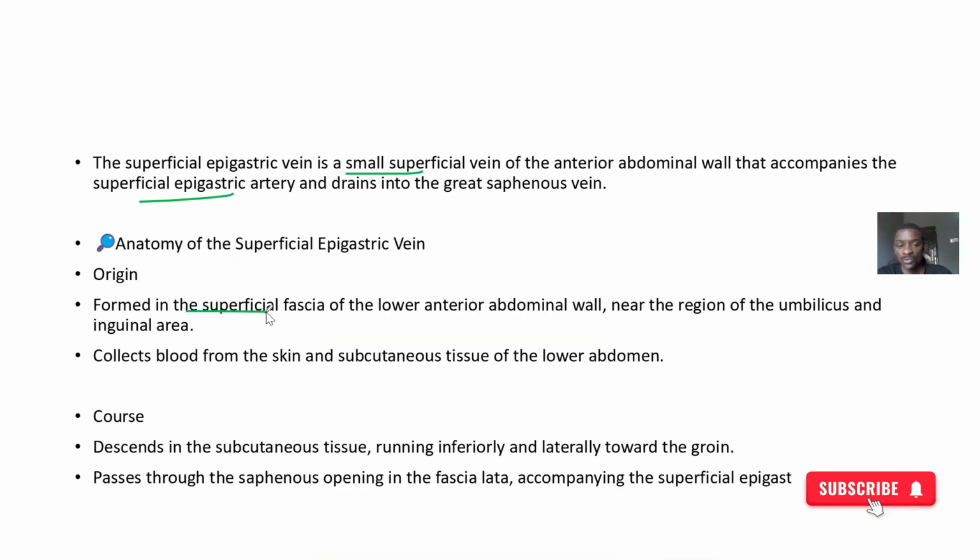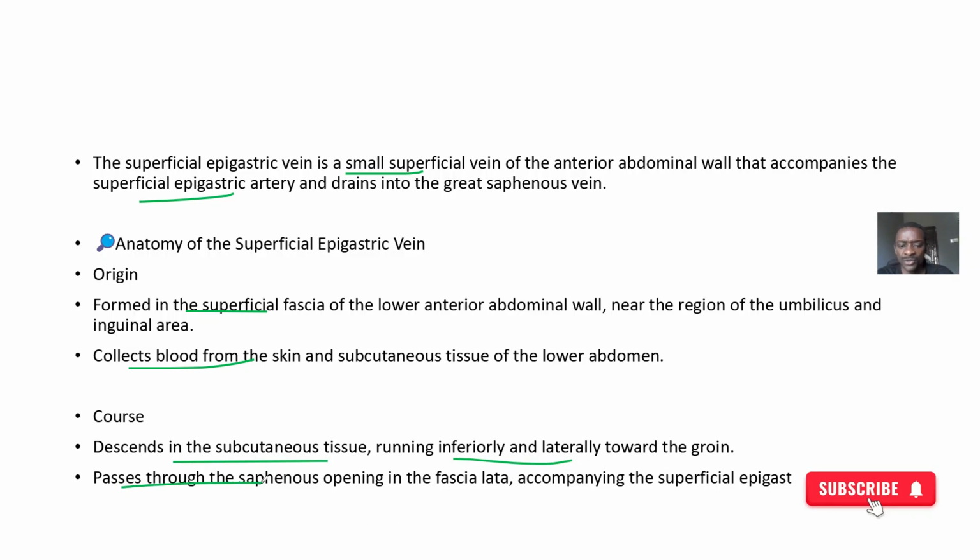So it's formed in the superficial fascia of the lower anterior abdominal wall, near the region of the what? Umbilicus and the inguinal region. It collects blood from the skin and the subcutaneous tissue of the lower abdomen. So it descends in the subcutaneous tissue. It runs inferiorly and laterally towards the groin.